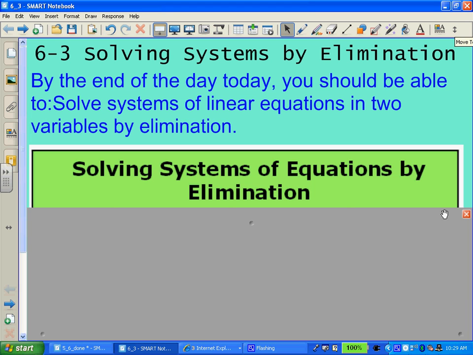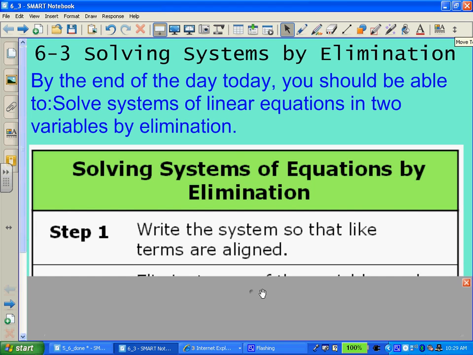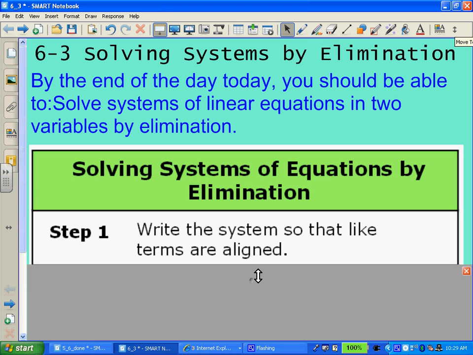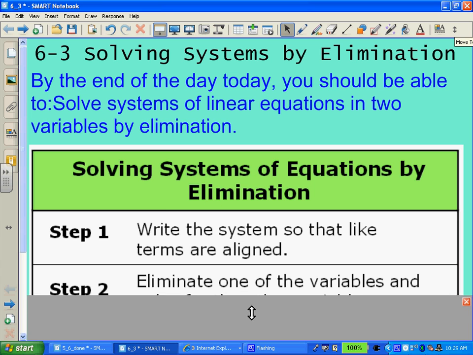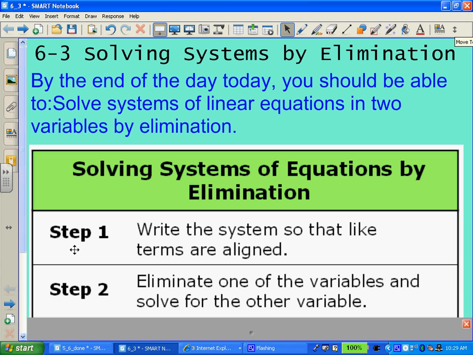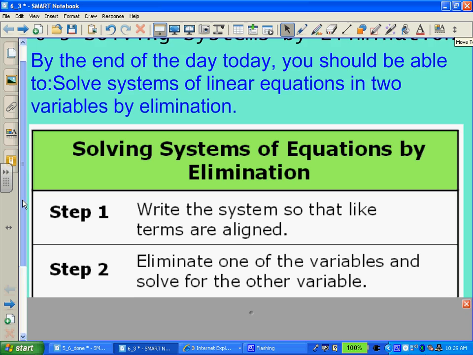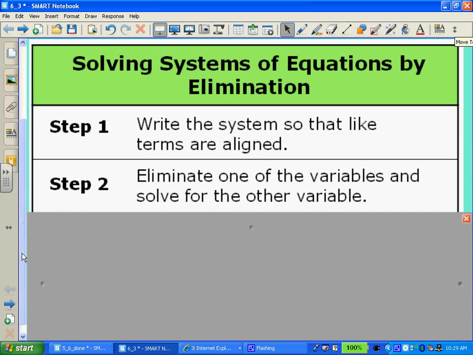So in order to solve systems of equations by elimination, the first thing we have to do is write the system so that the like terms are aligned. And what that means is write it so that the x's are lined up with the x's and the y's are lined up with the y's, and then the constants are also lined up. And once we do that, we can eliminate one of the variables, and we'll talk about how to do that here in a few minutes.